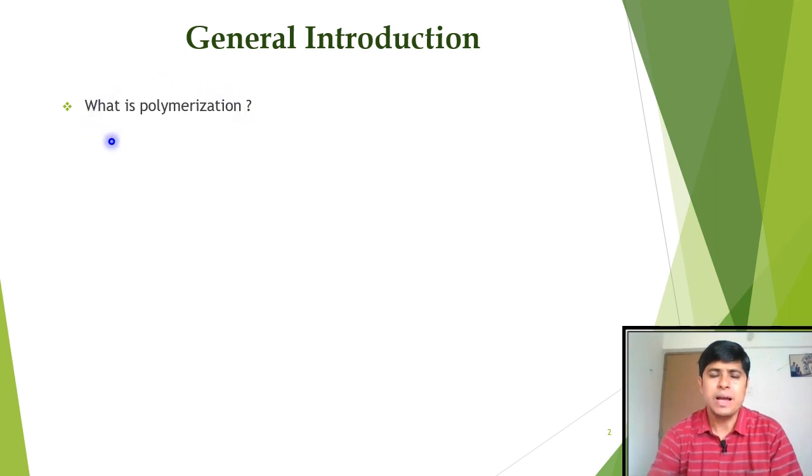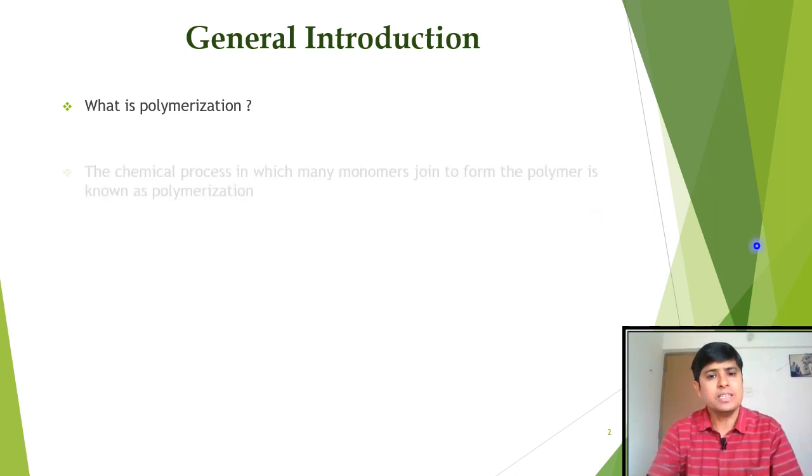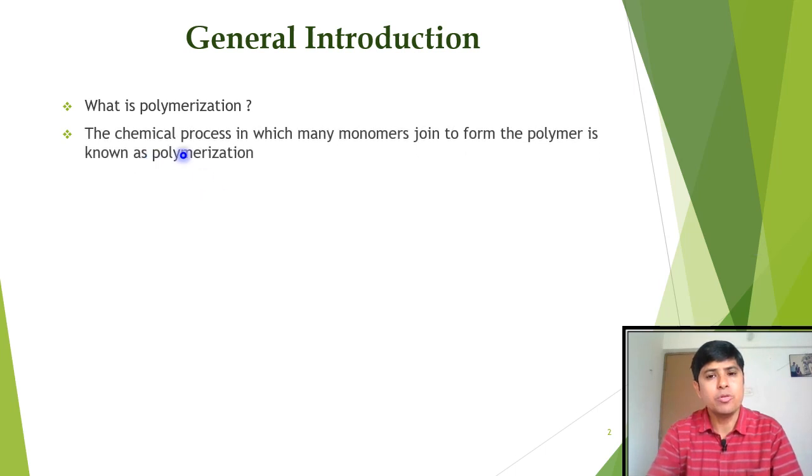What is meant by polymerization? Polymerization is nothing but a process in which many monomer units join to each other to form a big polymer molecule. This is polymerization. The chemical process in which many monomers join to form a polymer is known as polymerization.